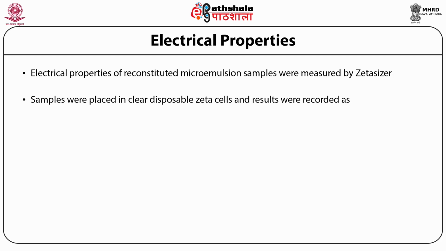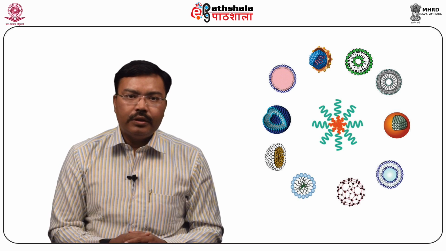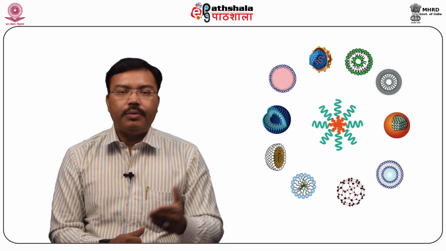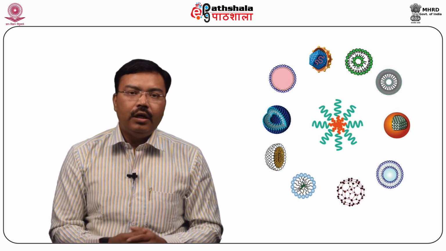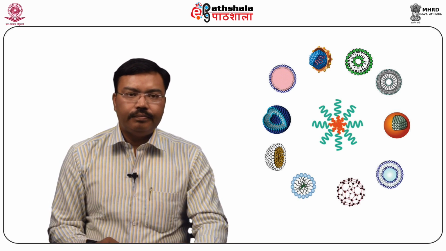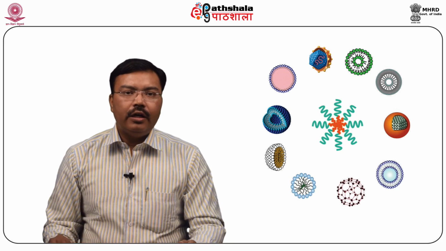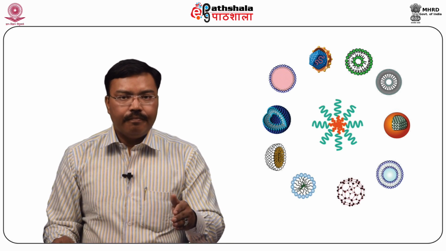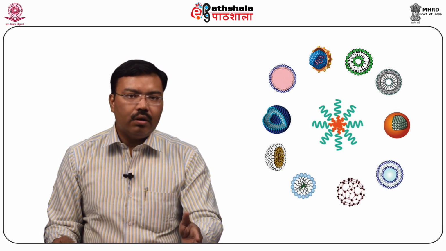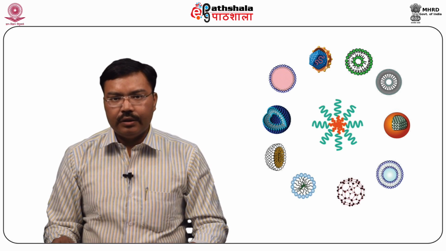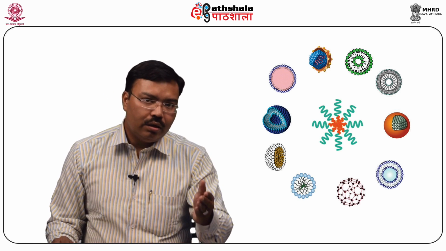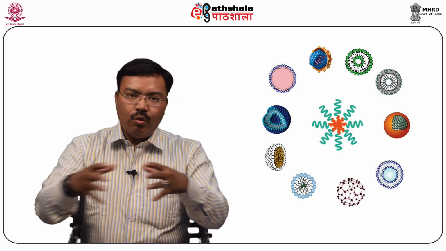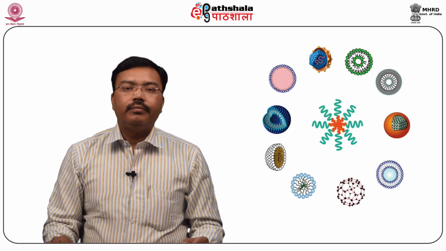The zeta sizer will clearly give us three parameters: one is zeta potential, another is conductivity, and the third is mobility. The magnitude of zeta potential gives an indication of the potential stability of the colloid system. If all the surfaces of oil droplets in suspension have a large negative or positive zeta potential, then they will tend to repel each other and there will be no tendency of the particles to come together.